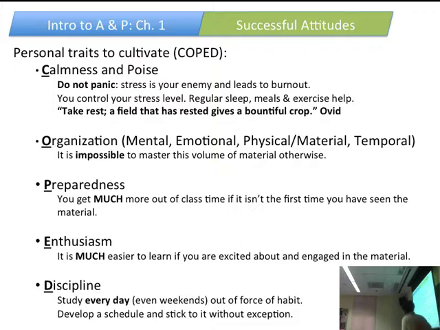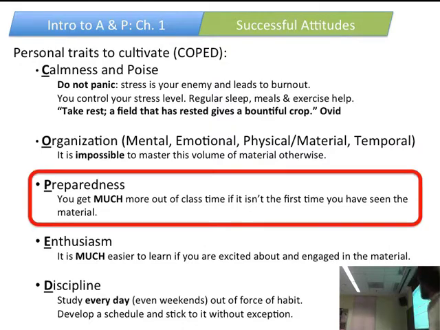Be organized mentally, emotionally, physically. Be organized with your time. Preparedness. So I think I probably circle that one. Yeah. Preparedness. That is so key.